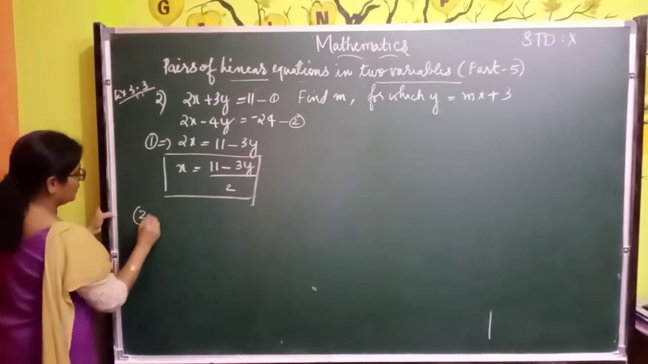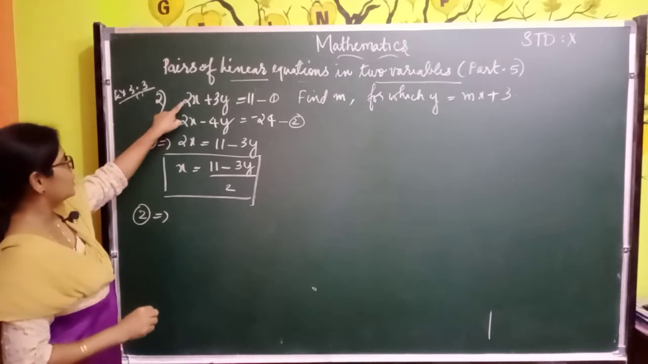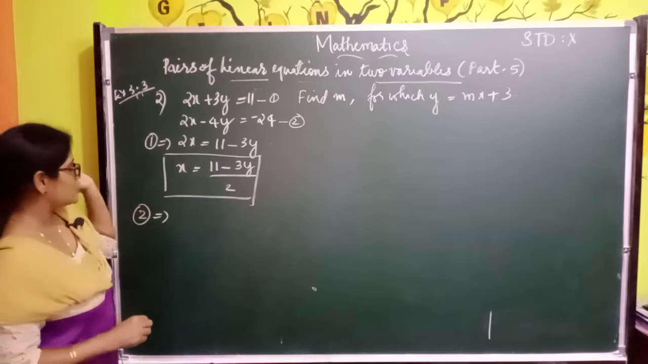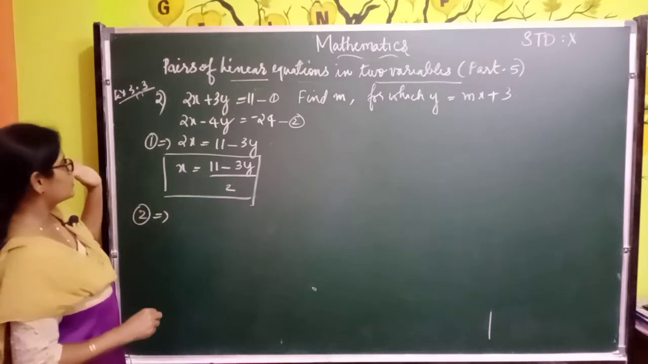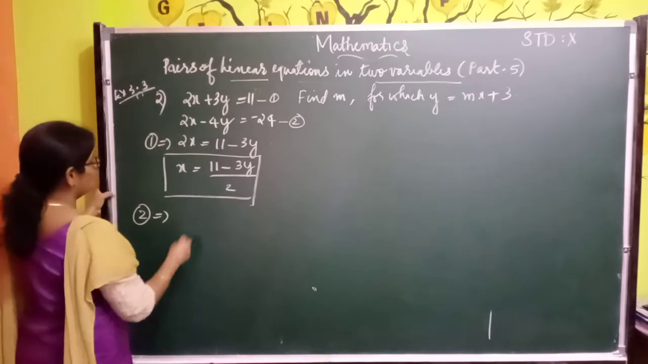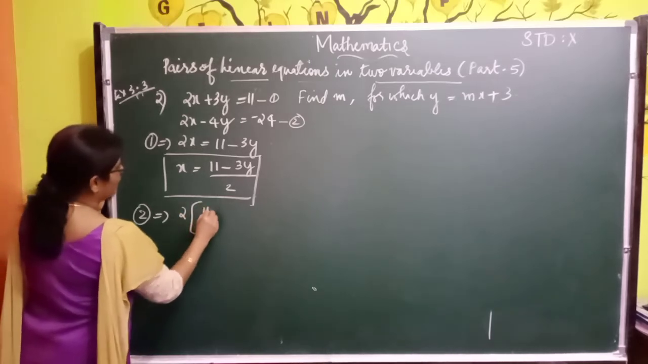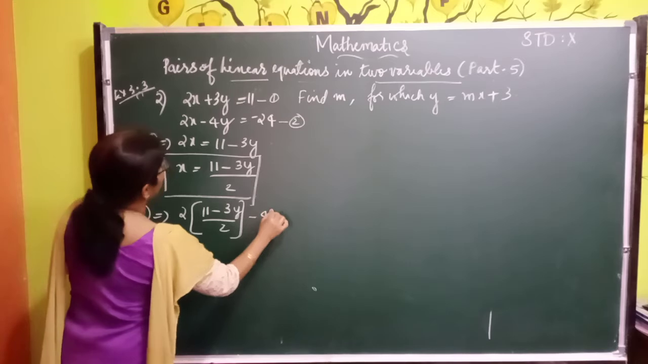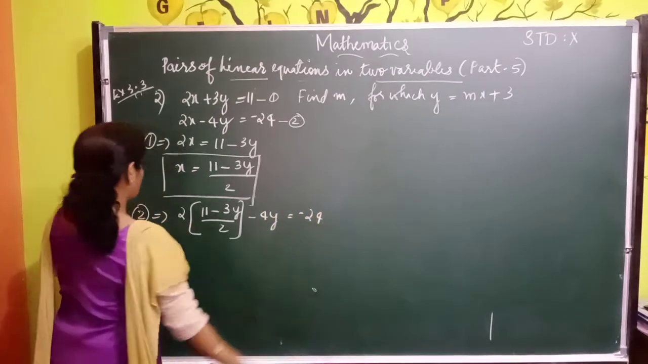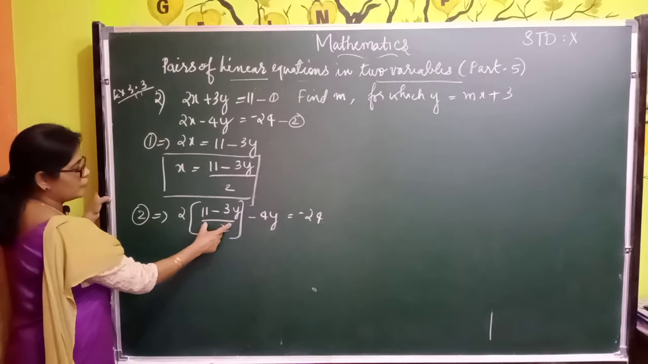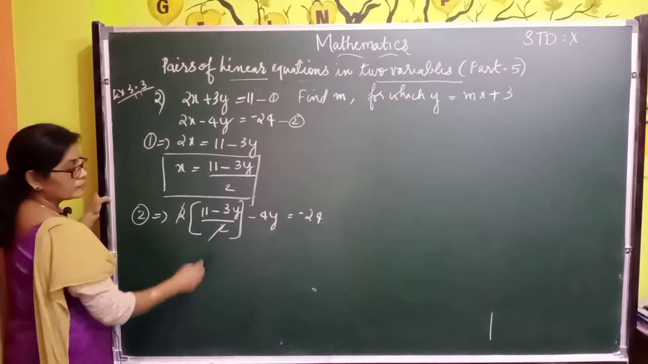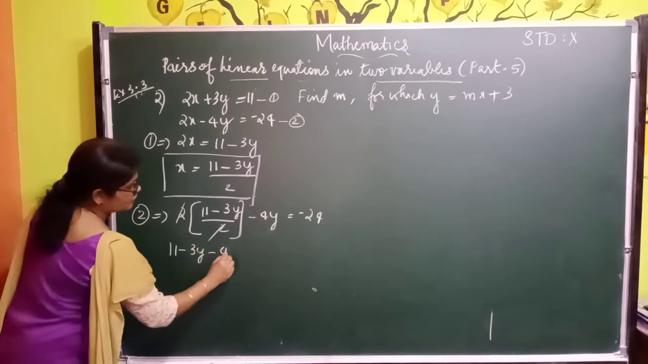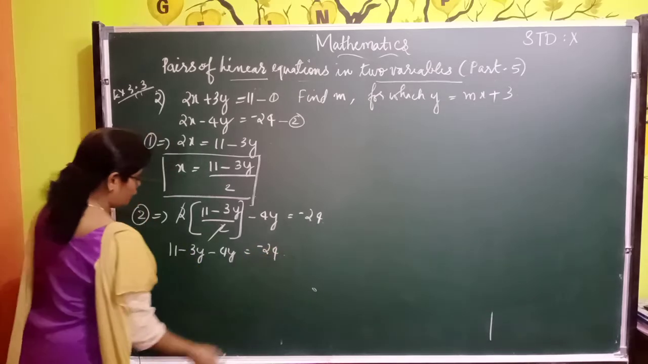Now, from equation 1, 2x is equal to 11 minus 3y and therefore x is equal to (11 minus 3y) by 2. Now let us substitute x in equation 2. So our equation 2 is 2 multiplied by (11 minus 3y) by 2 minus 4y equals minus 24. So this 2 is common for 11 and 3y, so cancelled. 11 minus 3y minus 4y equals minus 24.